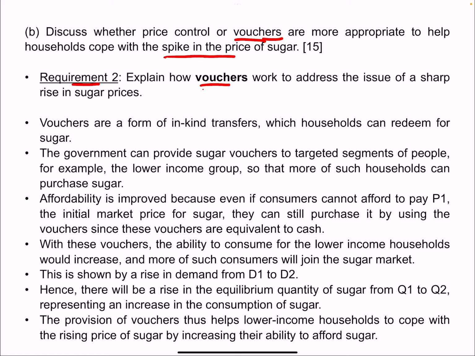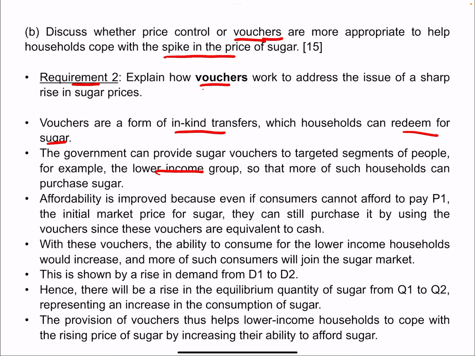Okay, so what are these vouchers, right? So vouchers are basically in-kind transfers. Okay, in-kind transfers is like a chim word. In-kind transfers are basically saying, I give you money, but you can only use it for a specific purpose, right? So in this case, they can then redeem it for sugar, lah, right? So they can provide these vouchers to targeted segments of people. So presumably these are the lower income households, and then you give them vouchers, right? So the more of these lower income households can buy sugar, right?